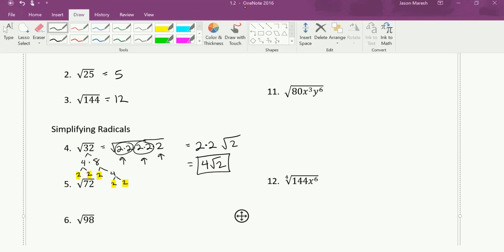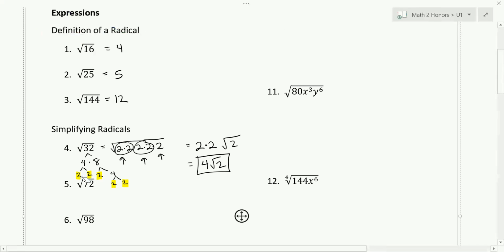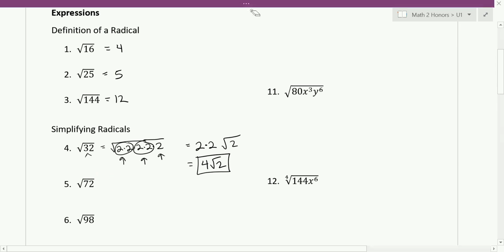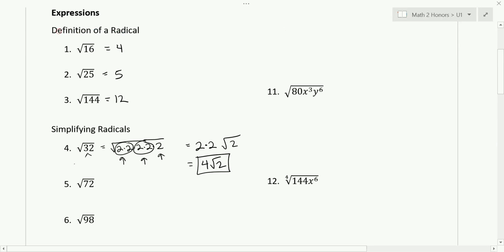We could have done this a different way. There are lots of ways to do this. And I'll show you one other. I could have broken that 32 up to 2 times what? 16. And 16 is 4 times 4. And I could have stopped there and said, hey, I have a matching pair here of 4s. If I take the square root of 4 times 4, I get 4. And then that one's left underneath. So there are other ways. You'll get more comfortable with this as you do this.